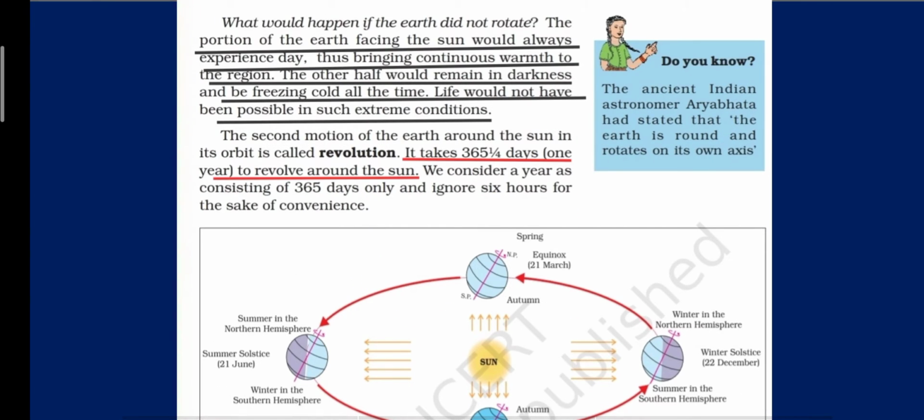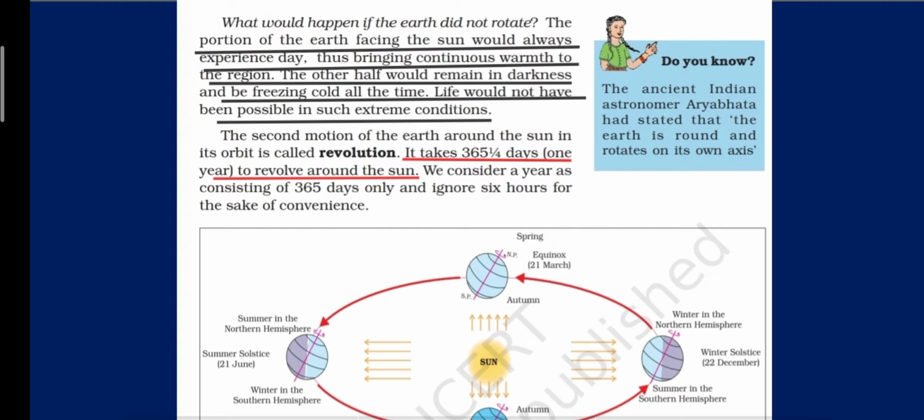The second motion of the earth around the sun in its orbit is called revolution. It takes 365 days, 365 1 by 4 days, 1 year to revolve around the sun. We consider a year as consisting of 365 days only and ignore 6 hours for the sake of convenience.